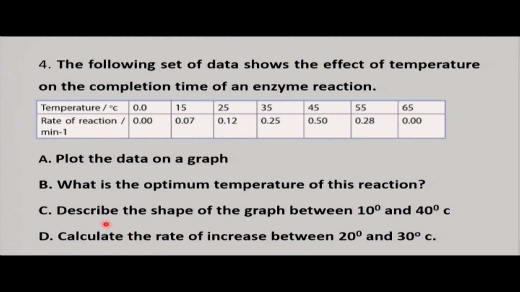Then we have question number 4. This is about the graph. You will plot the data on a graph, and then you will have to identify the optimum temperature of the reaction. Then you will describe the shape of the graph between 10 and 40 degrees Celsius. Then you will calculate the rate of increase between 20 and 30 degrees Celsius.